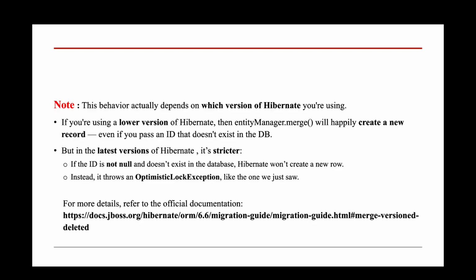This behavior actually depends on which version of Hibernate you're using. If you're using a lower version of Hibernate, then EntityManager.merge will happily create a new record, even if you pass an ID that doesn't exist in the DB. But in the latest versions of Hibernate, it's stricter. If the ID is not null and doesn't exist in the database, Hibernate won't create a new row. Instead, it throws an optimistic lock exception, like the one we just saw.